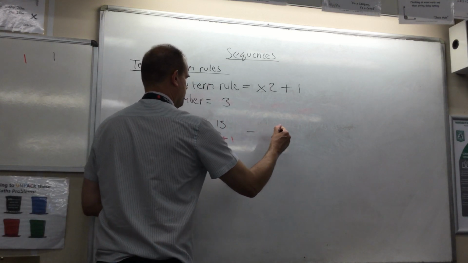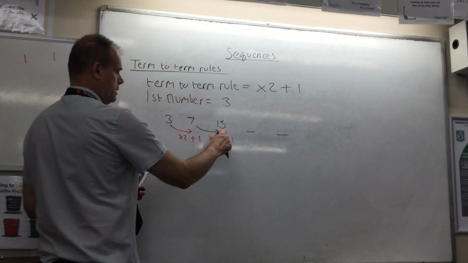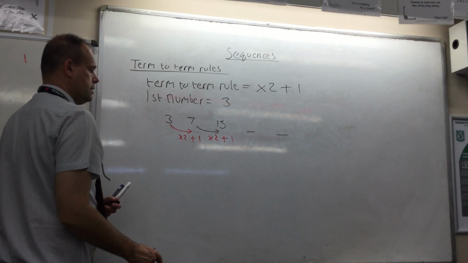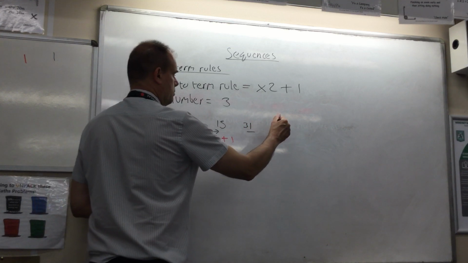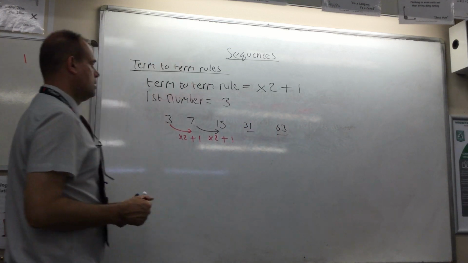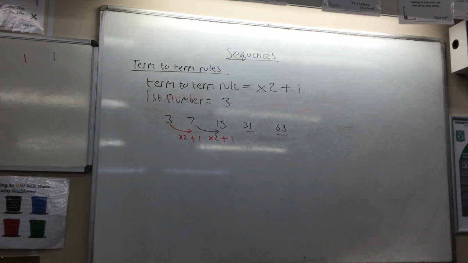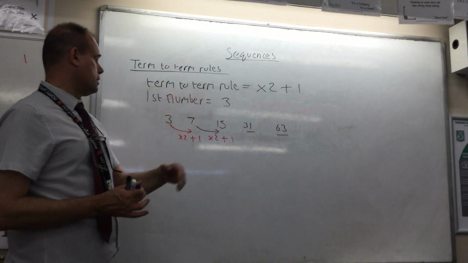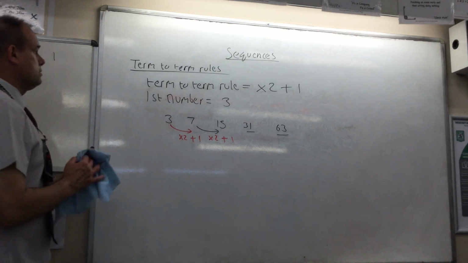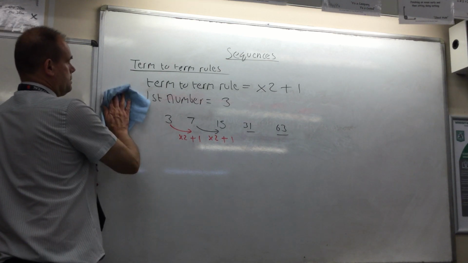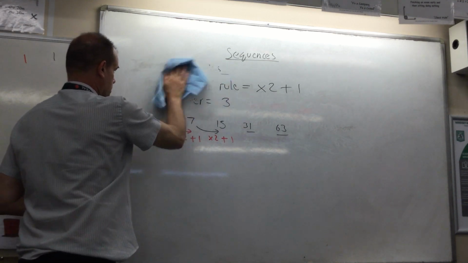So you might be asked to fill in, there's so many there. Times that one by 2 is 30, add 1, 31. Double that, times it by 2, 62, add 1, 63, and so on. So to generate a sequence, you need to know the first number, and you would need to know what the term-to-term rule is. And that's one way of representing a sequence from term to term.